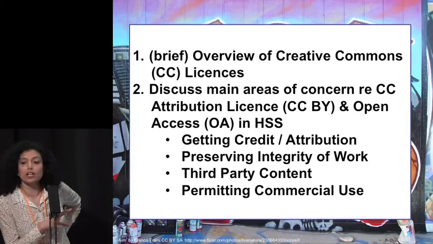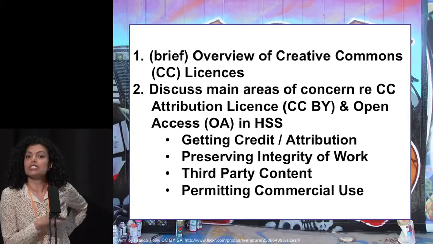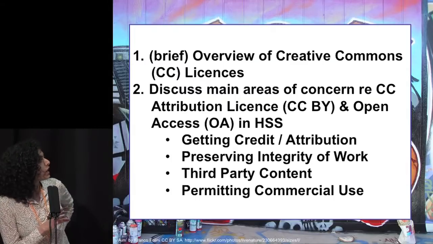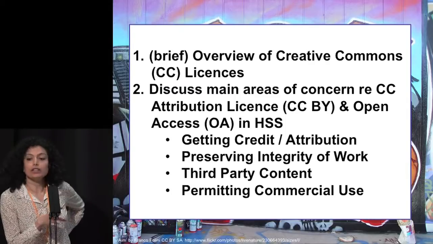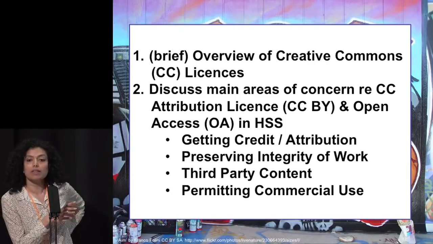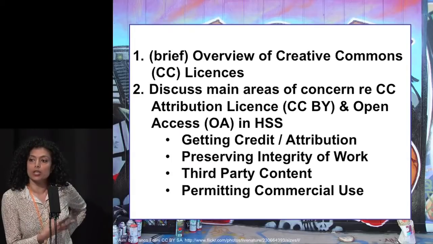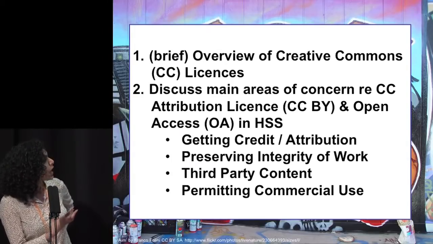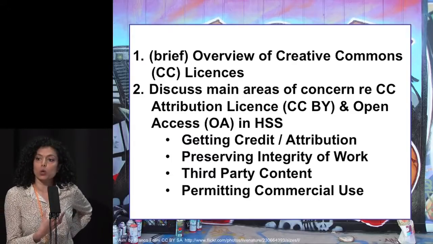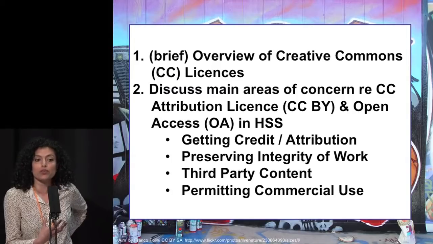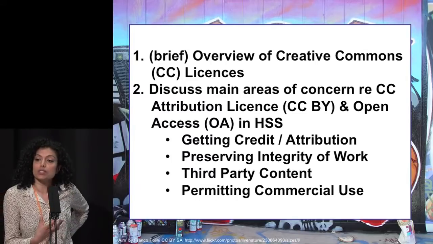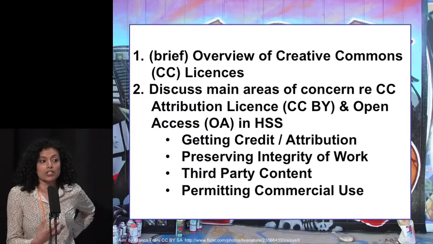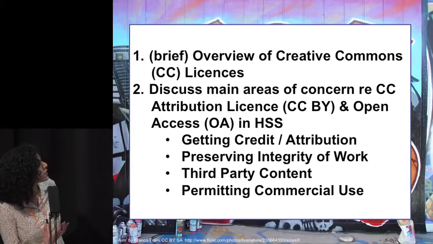And the four areas I've identified that there are concerns around in relation to Creative Commons licensing and open access in HSS are to do with attribution, how attribution works, getting credit where credit's due, and the integrity of the work. What is the fear, what are the concerns about putting your work with a Creative Commons license out there on the web, and how do you make sure that it's not used in a fashion that you're not happy with, in a disparaging way, for instance?